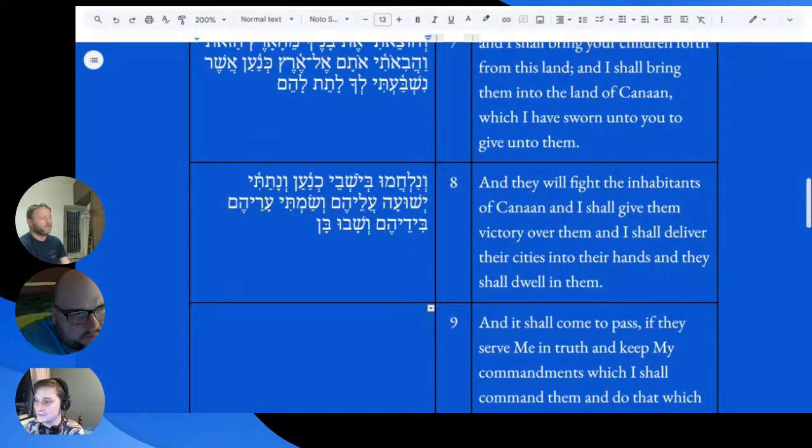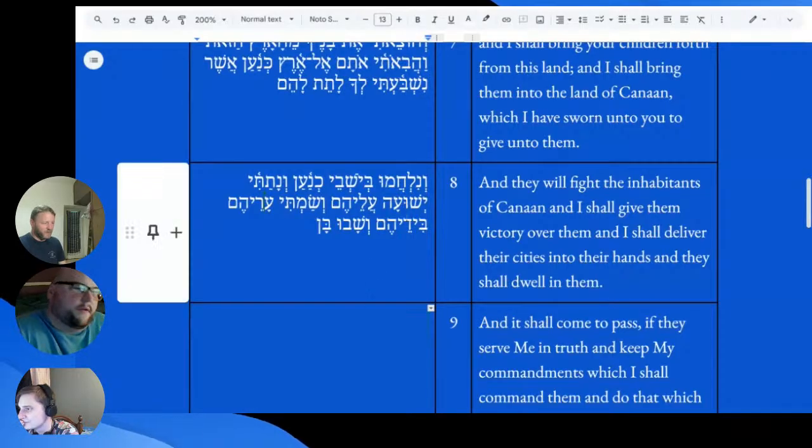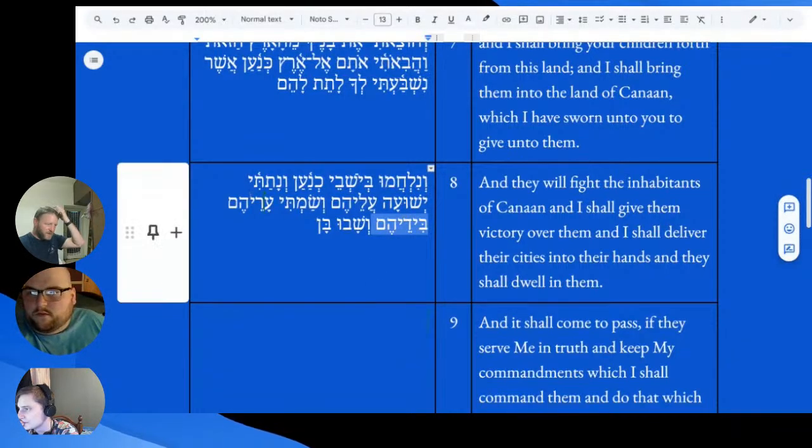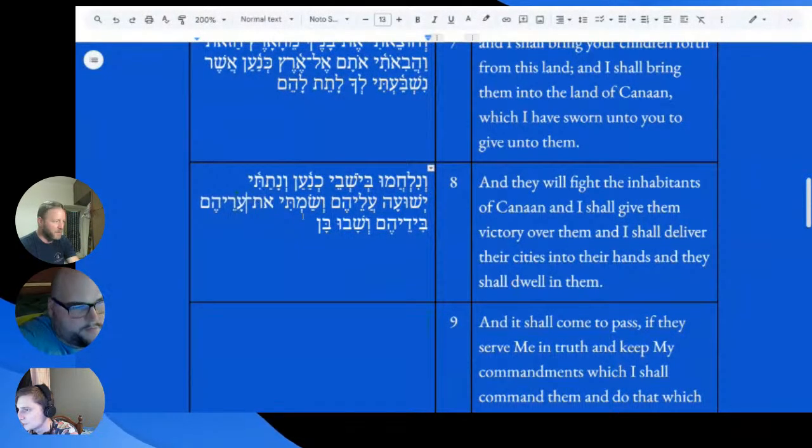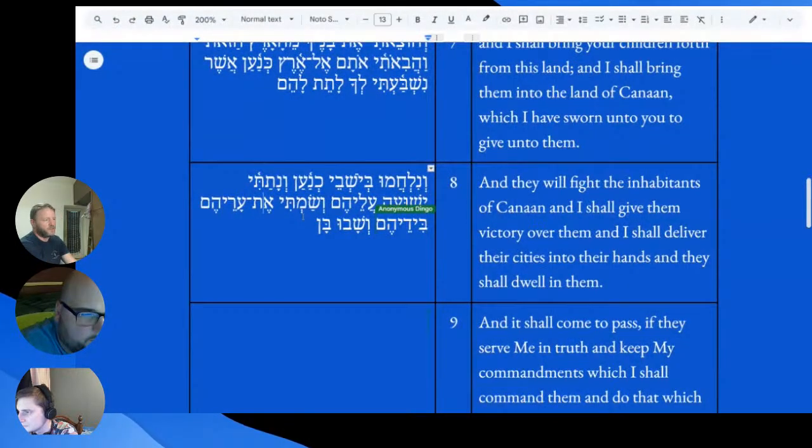Like the kere and kativ, both the "ונלחמו ביושבי כנען" and the "ונתתי ישועה עליהם ושמתי את עריהם בידיהם" are weird. Most of the time this is correct. Bidehem is correct, but most of the time yad stays singular. Biyadam instead of bidehem, and they shall dwell. Vishavu means they will return. So instead of shavu, veyashavu.